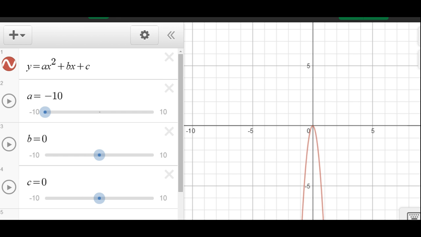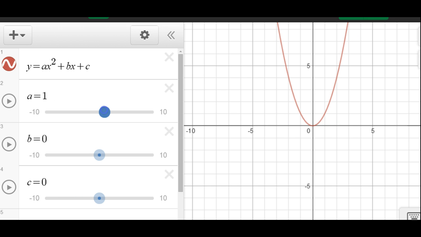Does the basic shape change? No, it's still the same shape, right? So it's still a parabola, right? All these equations are quadratic. So the common characteristic is that they're all parabolas.